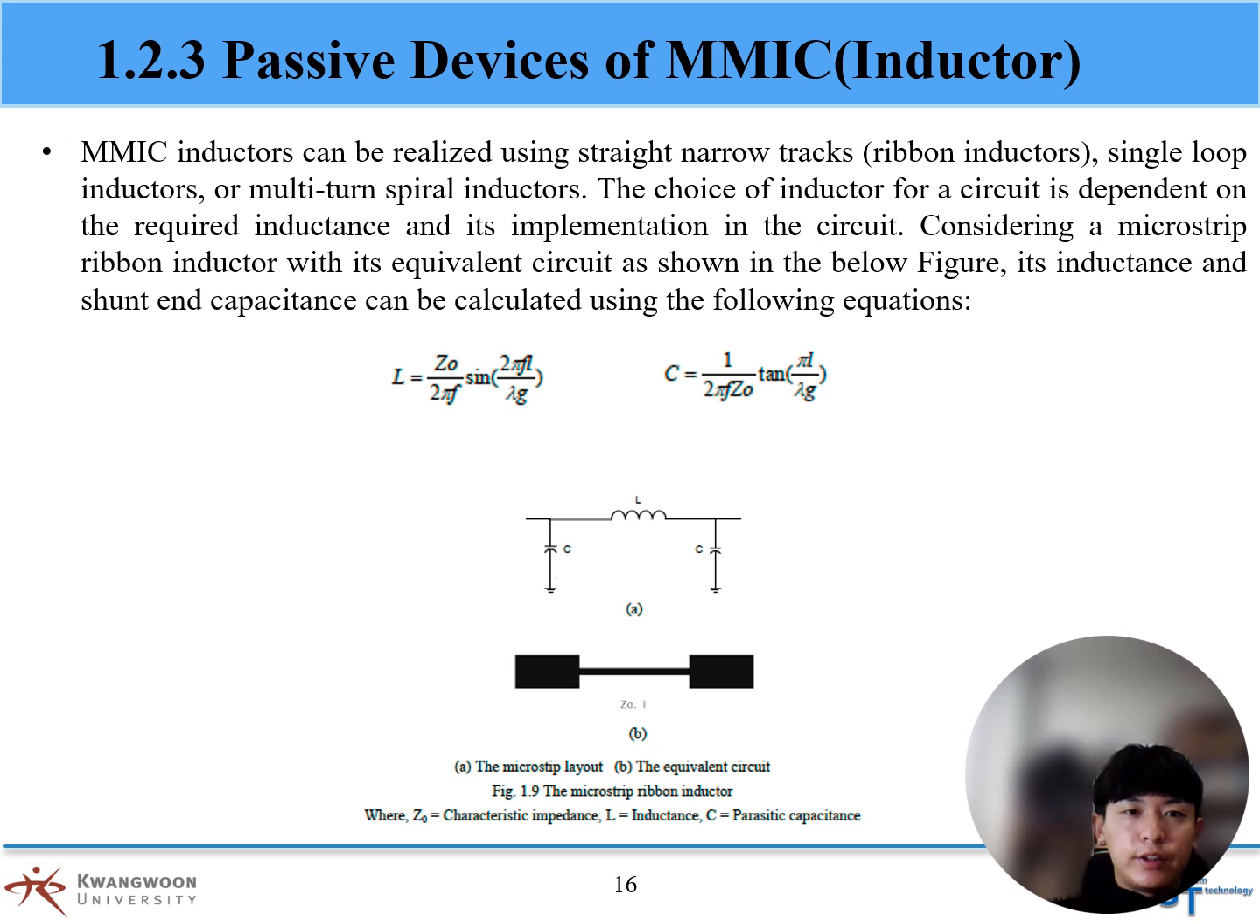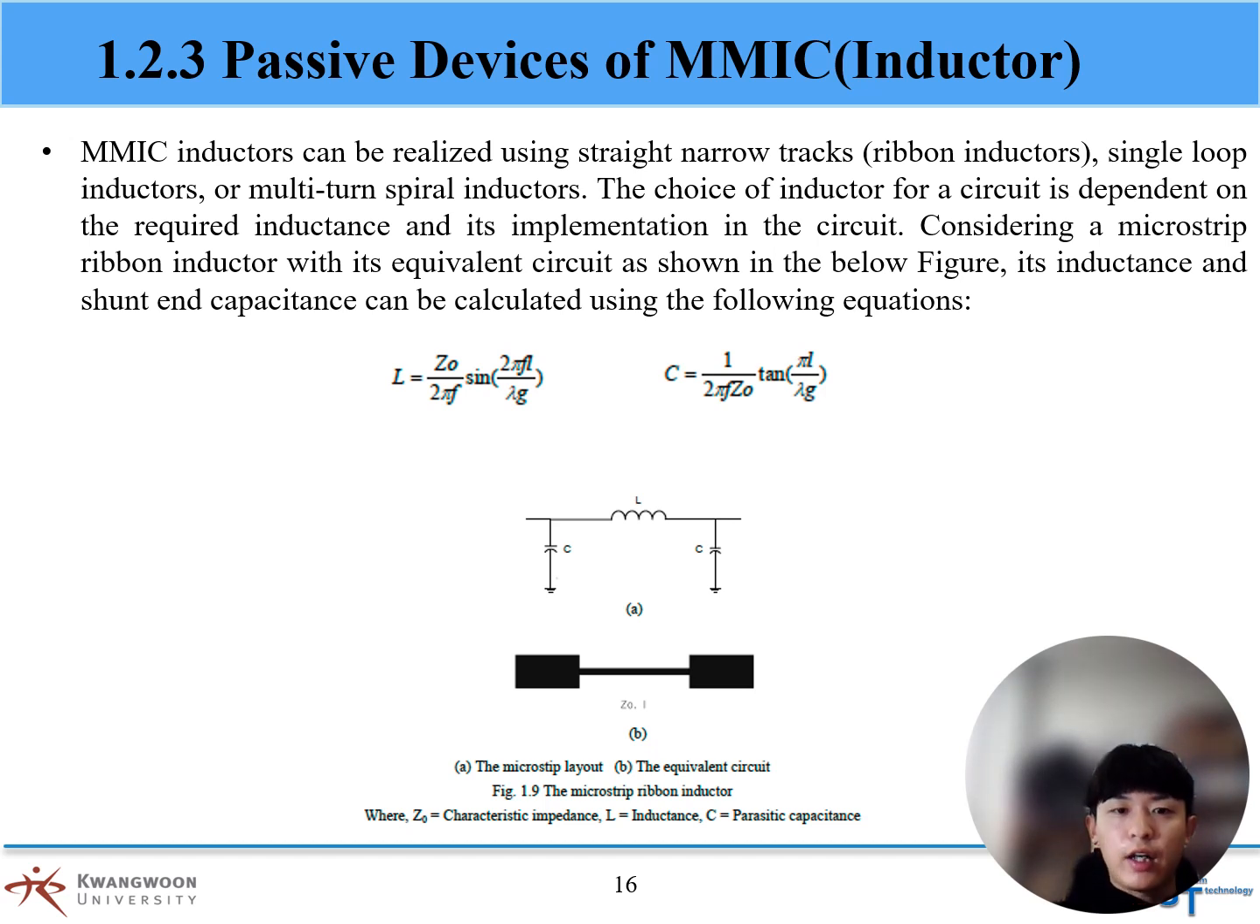Now let's see the passive devices of MMIC. Passive components are used in MMIC layouts and designs for impedance matching, DC biasing, phase shifting, filtering, and many other functions. This section presents a description of the passive components used in MMIC design.